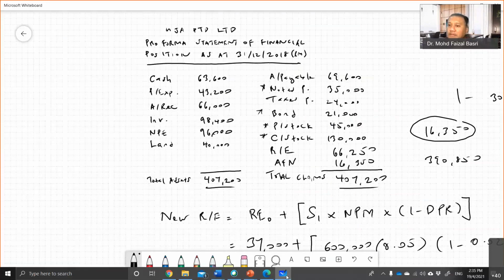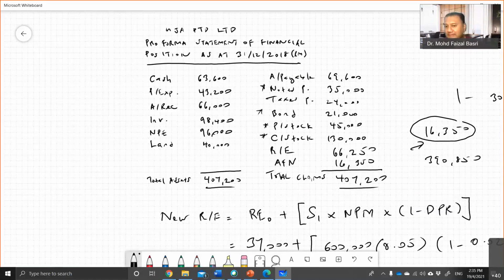So based on our estimation so far, the amount that we need to borrow from outside is this much, 16,350. Okay, so that's the end, that's the answer, basically. So the one that we need to find is this one, 16,350.